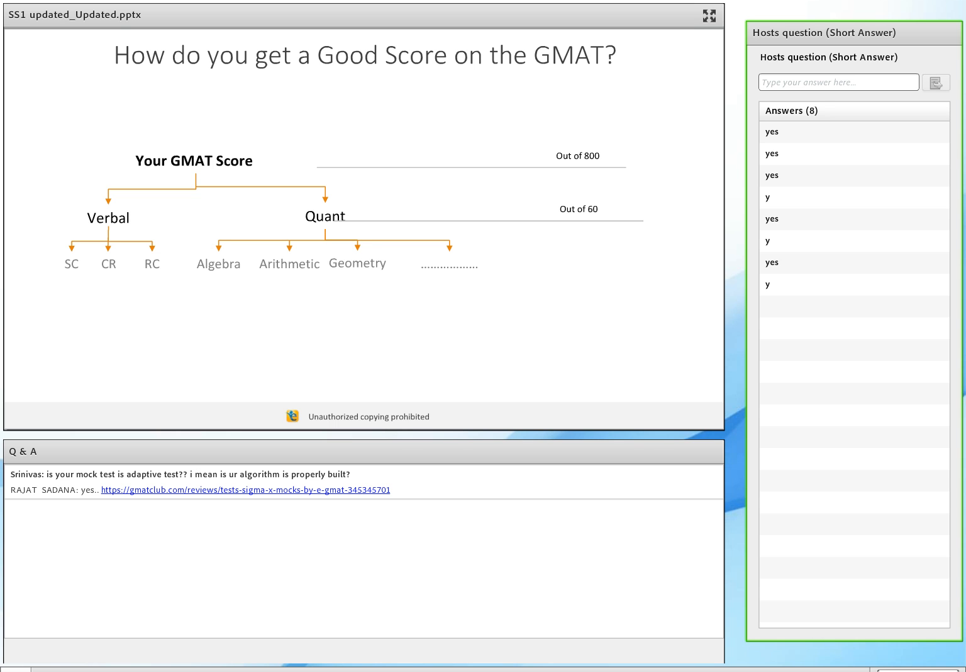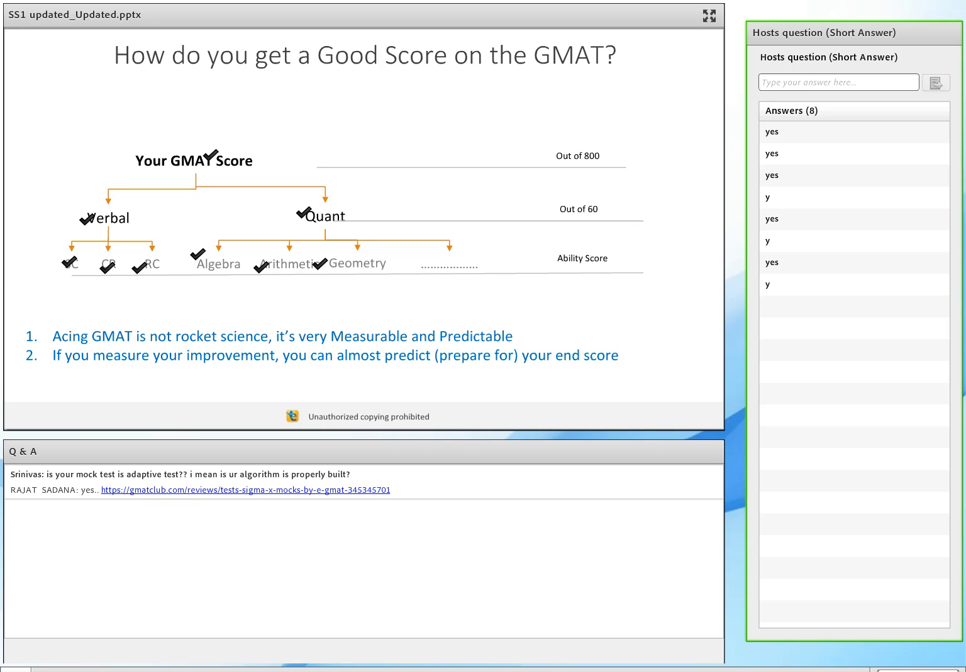Now, the beauty of this architecture is that if you build a certain ability over here, here, and here, you can predict your verbal score, and the same thing applies to here and here. And if you can really predict your verbal and quant, you can actually estimate your GMAT score. It's very predictable that way. So acing the GMAT isn't rocket science. It's actually very measurable and predictable. And if you measure your improvement, you can actually predict what you're going to get.